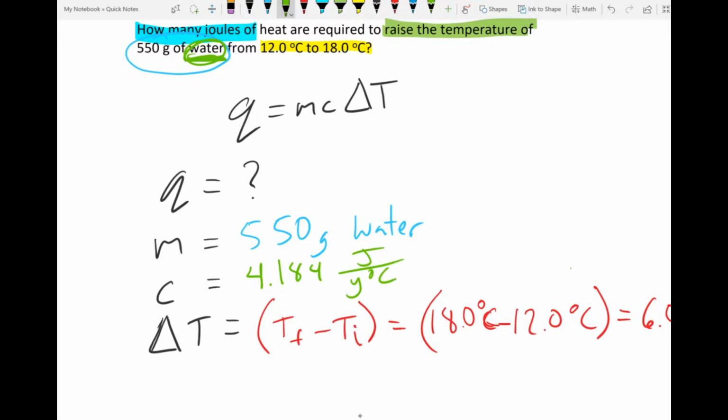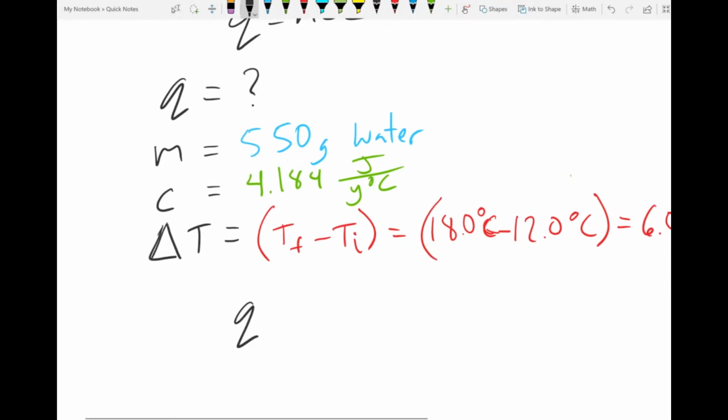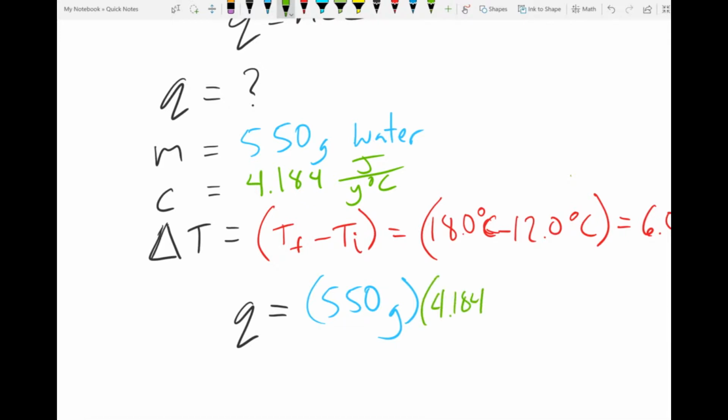We finally have every single variable except for the one we're trying to find, so now we're good to plug in. We don't know what Q is, so that's what we're trying to find. The mass is 550 grams. We also know the specific heat of water, which is 4.184 joules per gram degree Celsius. And finally, we know the change in temperature, the delta T, which is 6 degrees Celsius.